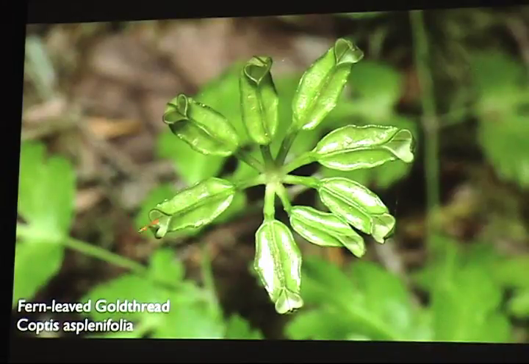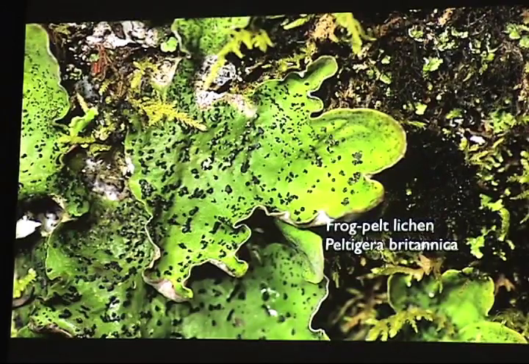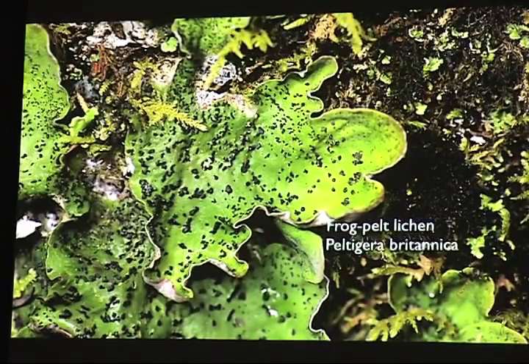And here are actually the seed pods for fernleaf gold thread. These almost just look like historic urns. Also on the forest floor, not only do we have lichens fixing nitrogen up in the canopy with Lobaria, but frog pelt lichen in moist places also grows in good quantities.